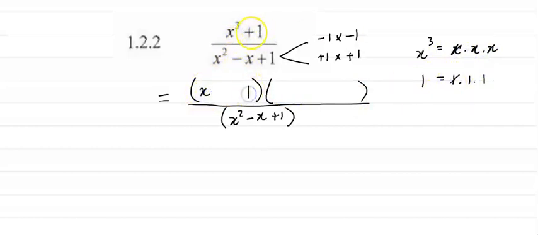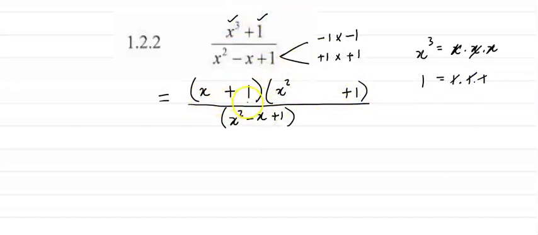x and 1, and you copy the same sign there, plus x plus 1. Okay, then x times x will give me x squared. 1 times 1 is positive 1. Now we can check our factorization by products. x times x squared is x cubed, plus 1 times plus 1 is plus 1.